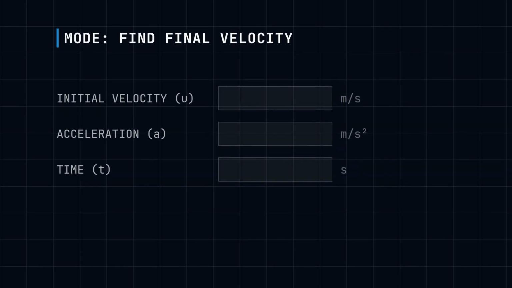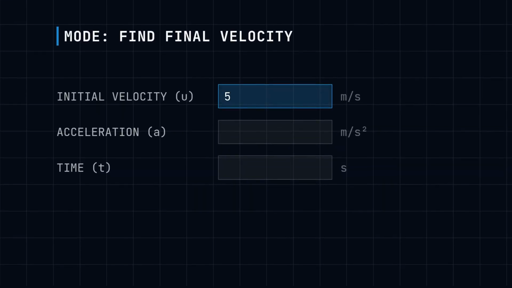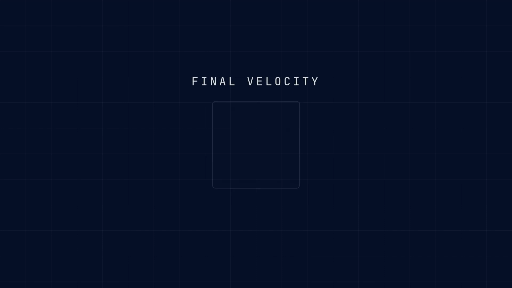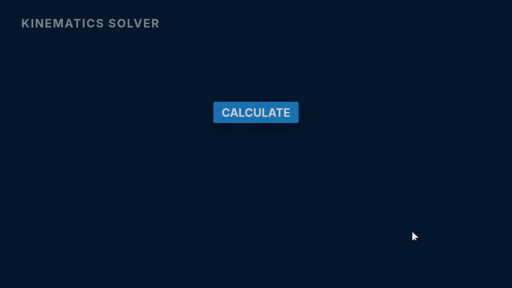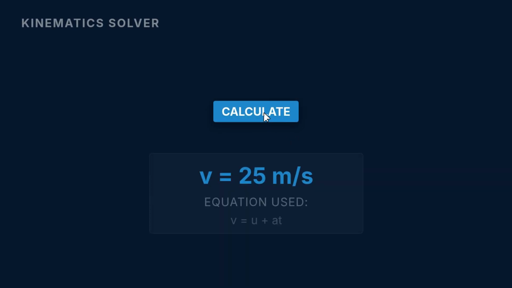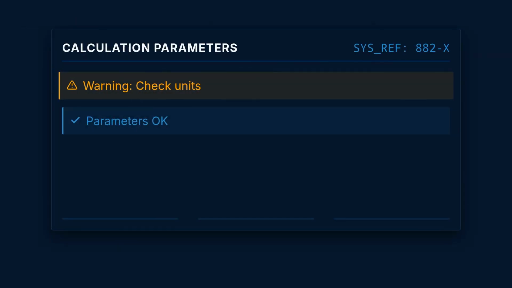After selecting Find Final Velocity mode, I enter my known values for initial velocity, acceleration, and time, leaving the final velocity field empty since that's what we're solving for. When I click Calculate, the Results section displays the unknown value we're solving for, shows the specific SUVAT equation used for this calculation, and may include any relevant warnings about the calculation parameters.